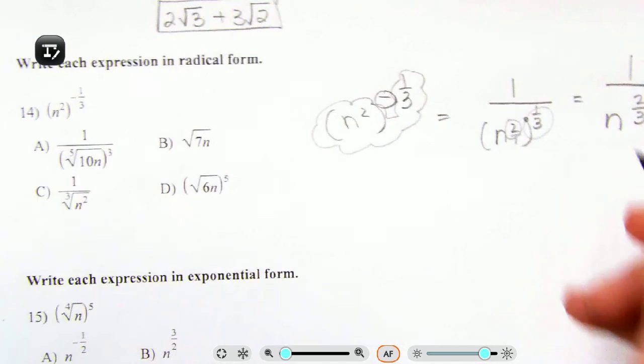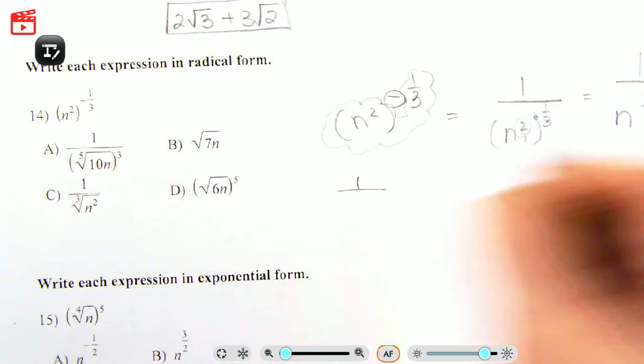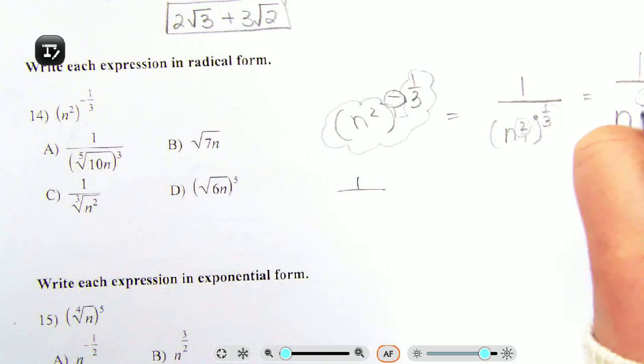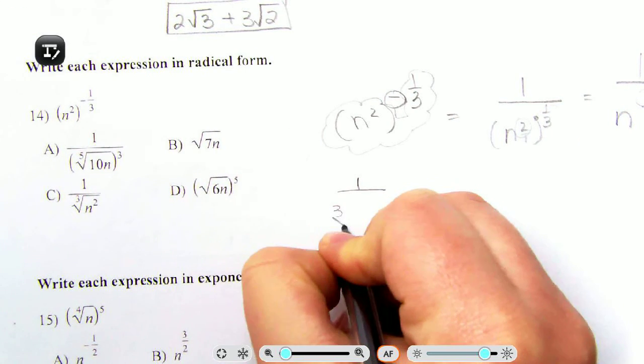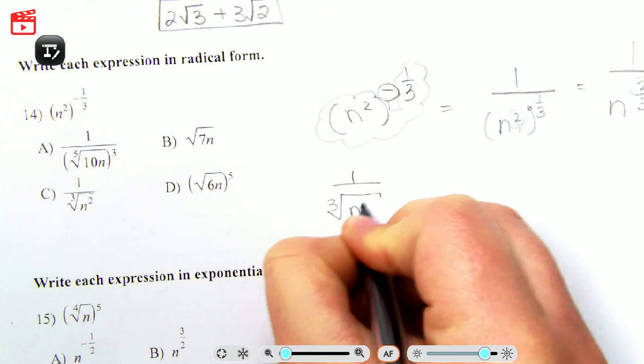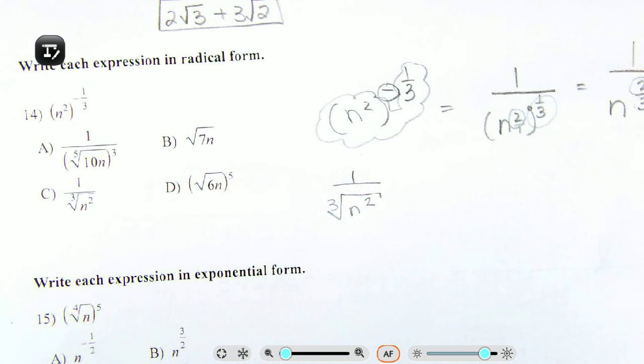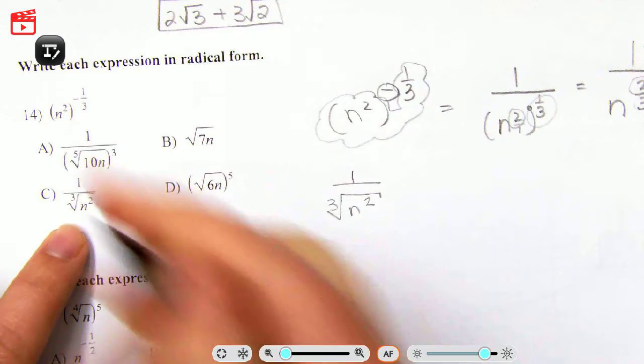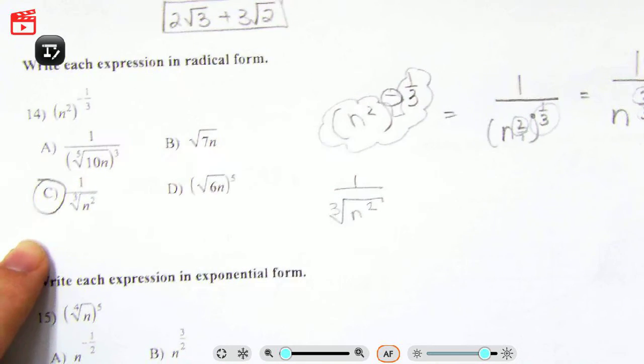So then we have 1 over, this is your power, this is your index. So we have 1 over the cube root of n squared. All right, and I'm already seeing the answer, but I don't know if they want us to rationalize the denominator, okay? So let's see. I think that's it. So the answer is number C.